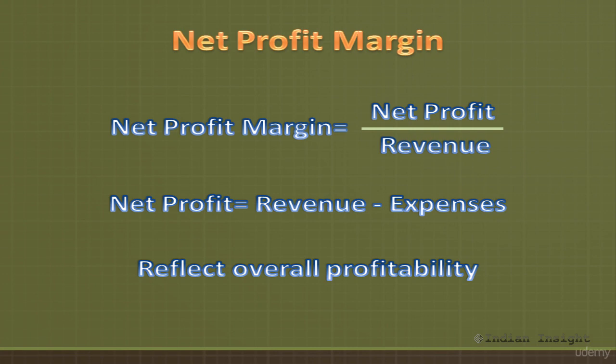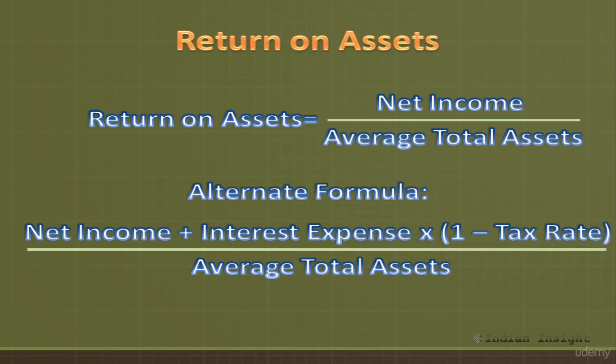Another important ratio is the return on assets, which is calculated by dividing the net income by average total assets. This ratio measures the return earned by a company on its assets. The higher the ratio, the more income is generated by a given level of assets.